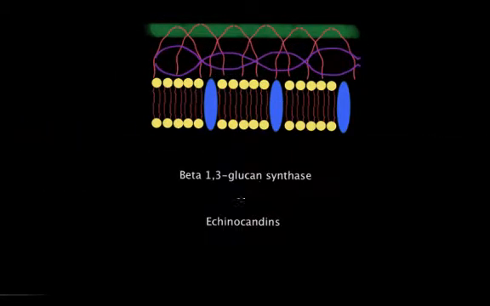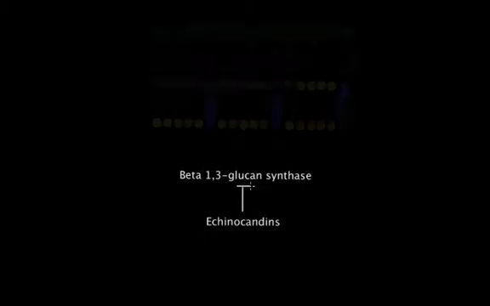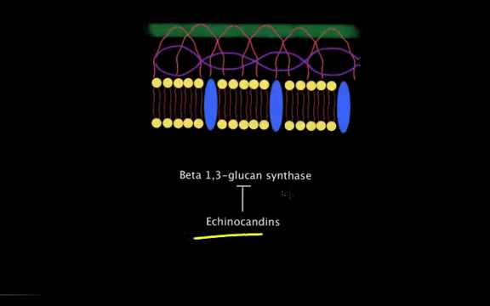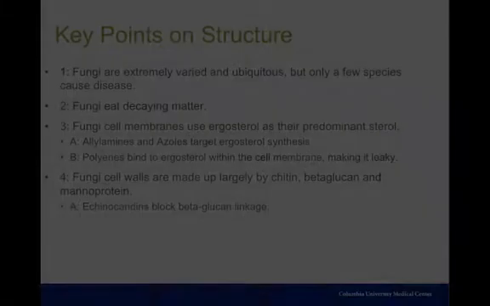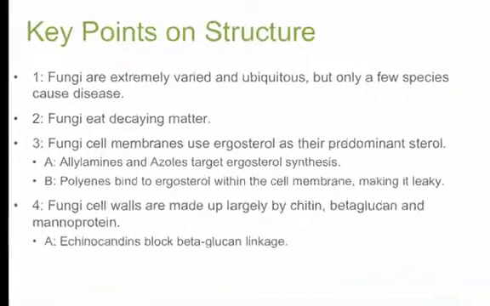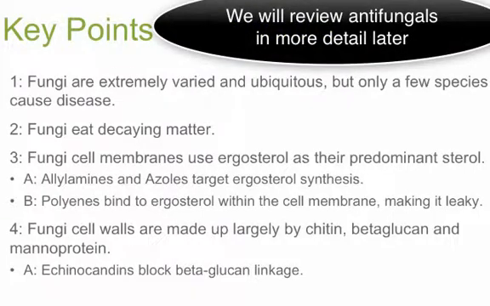An enzyme called 1,3-beta-glucan synthase is one of the major synthesizers of glucan for the cell wall, and it's a special target for pharmacological intervention. A class of antifungal medications known as echinocandins are the class of medication that inhibit this enzyme. Now please note that this was not meant to be an in-depth look at fungal cell structure, but rather a look at what unique aspects of fungal cell structure drive pharmacological intervention.